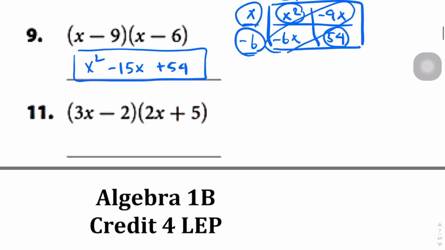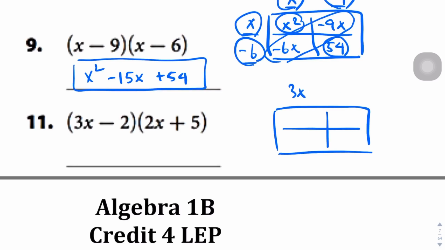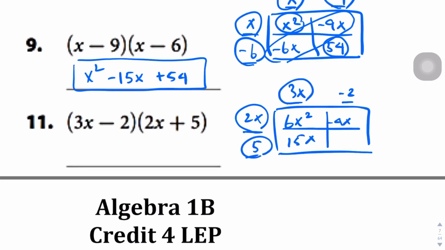Okay, lastly, question number 11. Right, we'll draw the box out again, and we have 3x minus 2 and 2x and 5 on the side there. So 2x times 3x gets us 6x squared. 2x times negative 2 gets us negative 4x. 5 times 3x gets us 15x. And then 5 times negative 2 is negative 10.